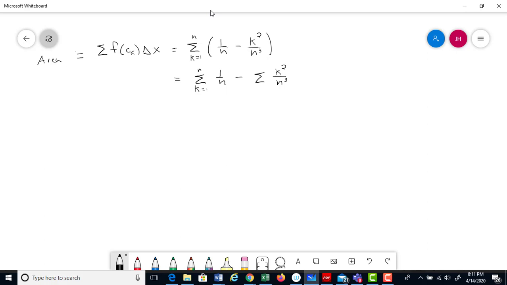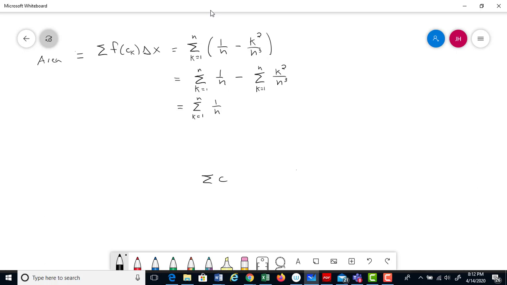Now remember, n is a constant. n is some number. If n is equal to 4, this would be a fourth. So 1 over n is a constant, and since this is the summation of a constant, I can just multiply these things together. Now n cubed is also a constant, so I can pull out that 1 over n cubed. This is going to be n times 1 over n. The reason I'm leaving this is because it's already a summation of a constant.